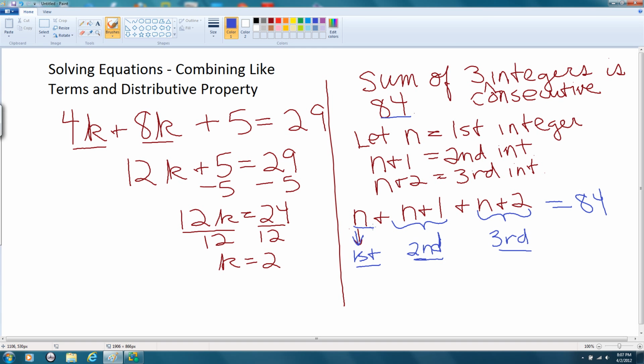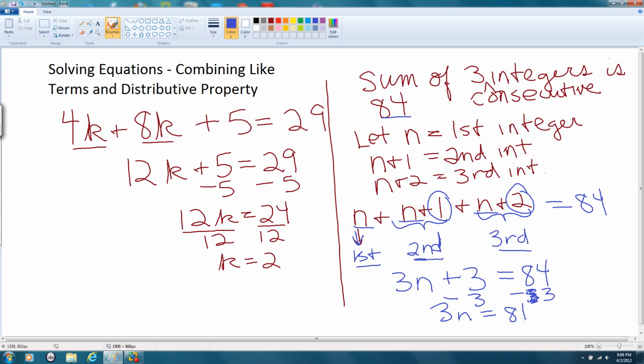Well, we have n plus n plus n, that's 3 n's. And I have 1 plus 2, that's equal to 3. And then all that is equal to 84. And now I'm going to solve that equation. I subtract 3 from both sides, and I get 3n is equal to 81. I'm going to divide each side by 3, and I get n is equal to 27.